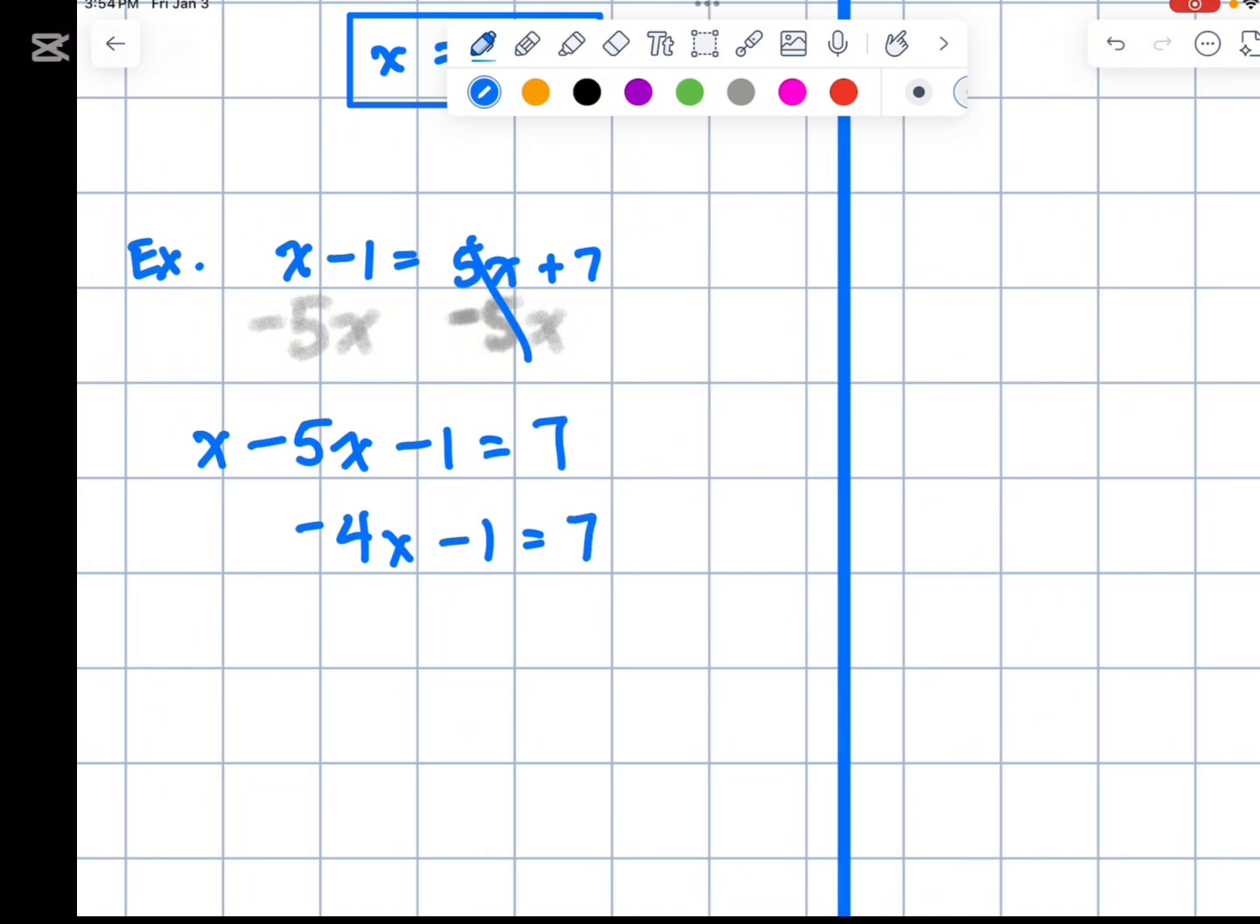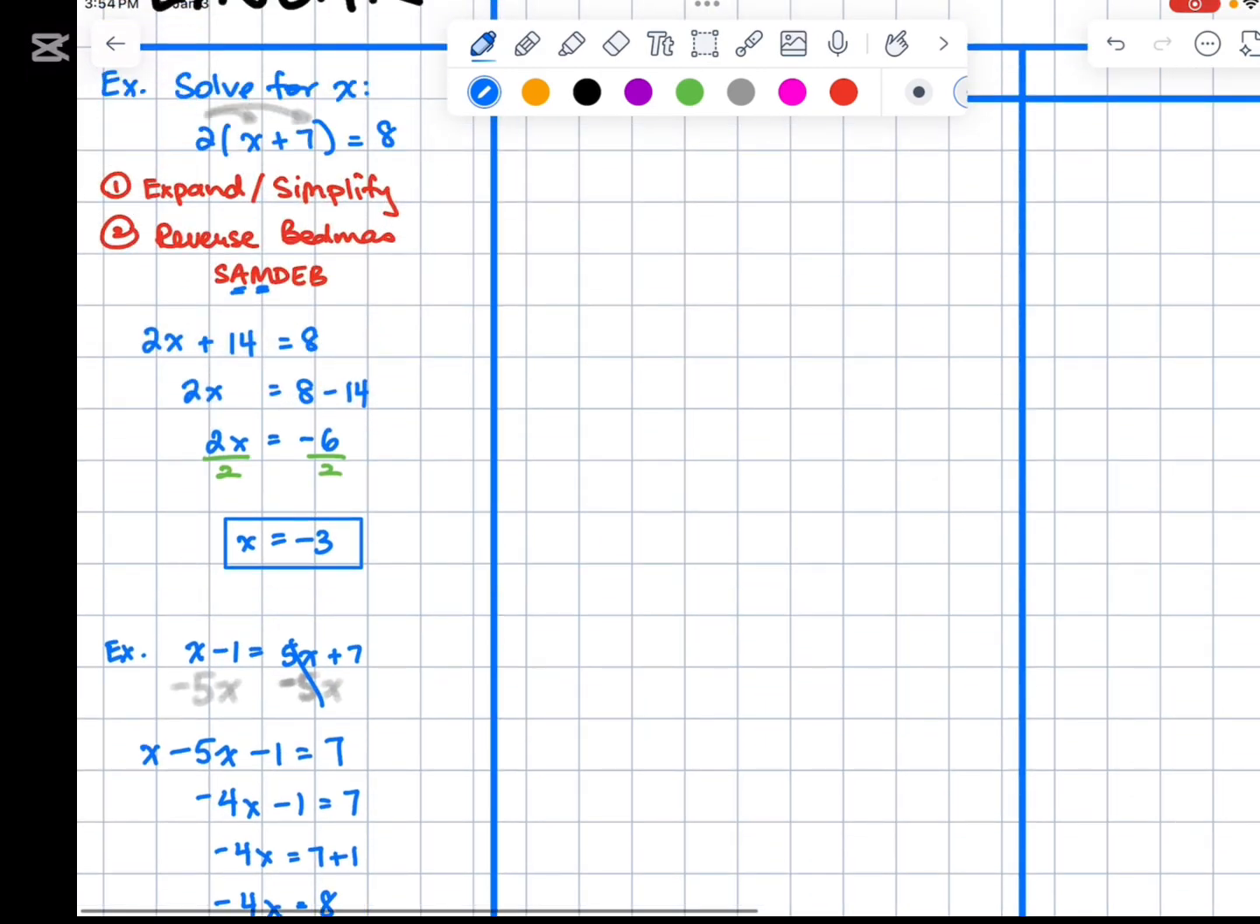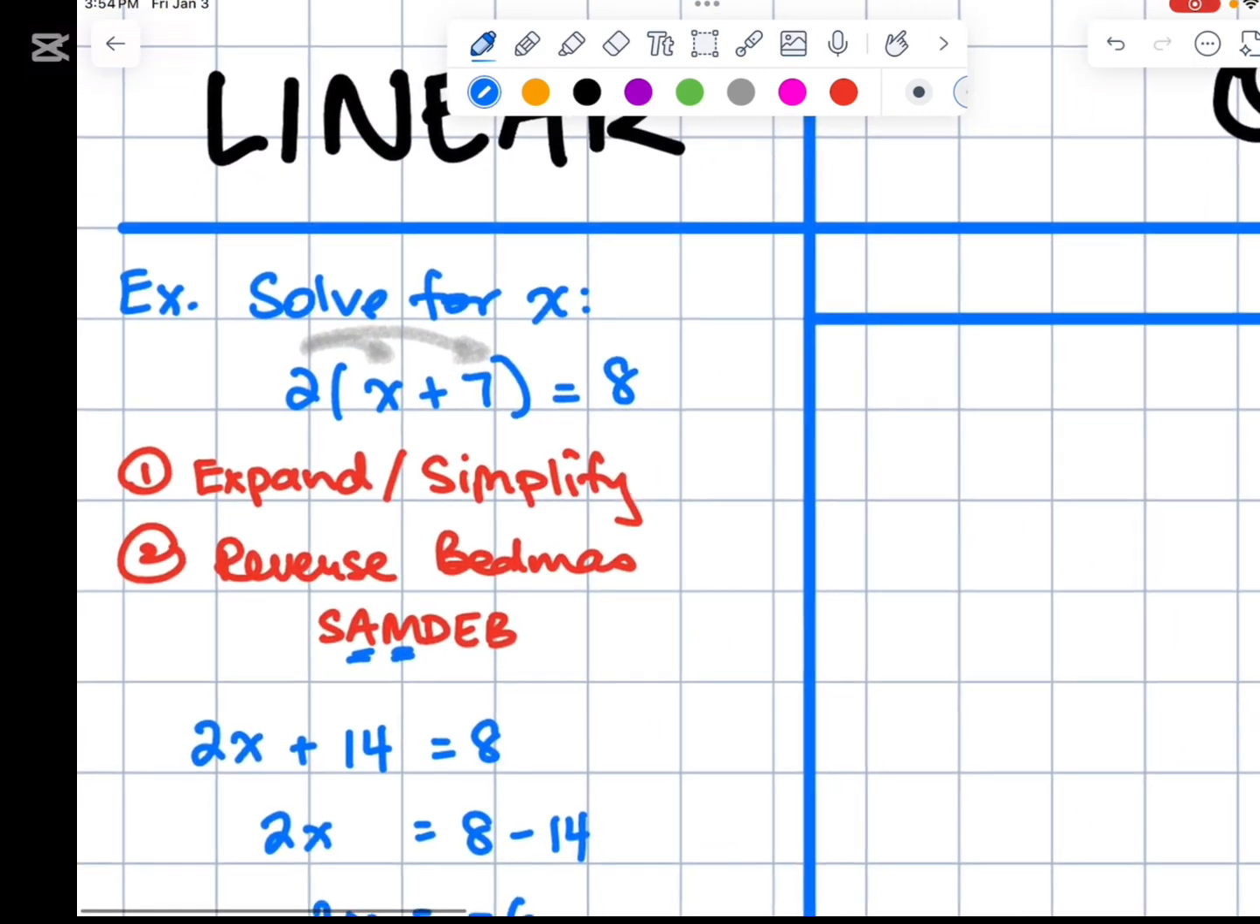And now I do the same thing I did above. So I'm going to add 1 to both sides. And now I'm going to divide both sides by negative 4, not just the 4. And that gets me a negative 2. So that's just a quick overview of some of the linear equations that you could be asked to solve.